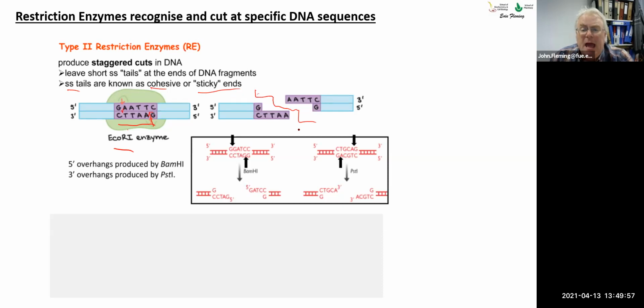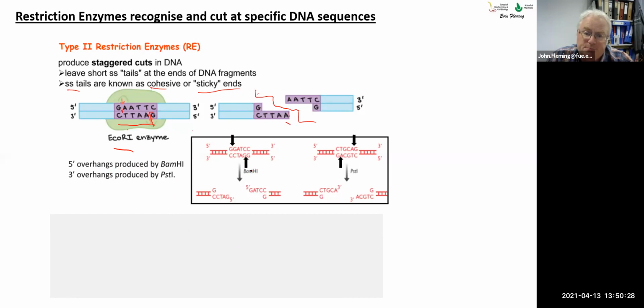The reason will become clear why that's the case, because this is kind of like a sticky hook that can find other compatible hooks in other nucleic acid sequences. And we'll be talking about this and the importance of this when it comes to gene cloning in a moment. So the example here is EcoR1. It gives rise to a 3' overhang. Other types of overhang vary depending on the restriction enzyme.